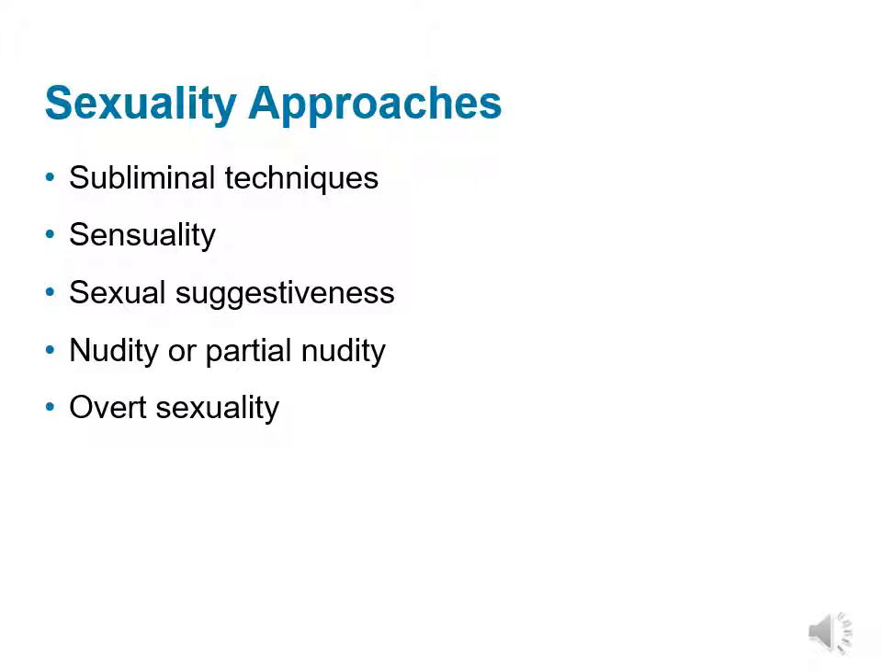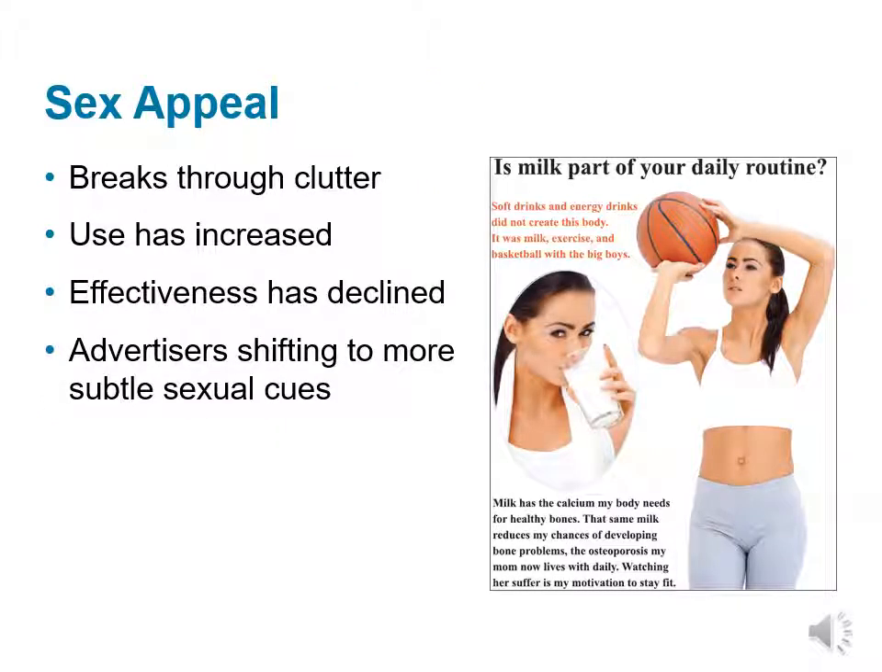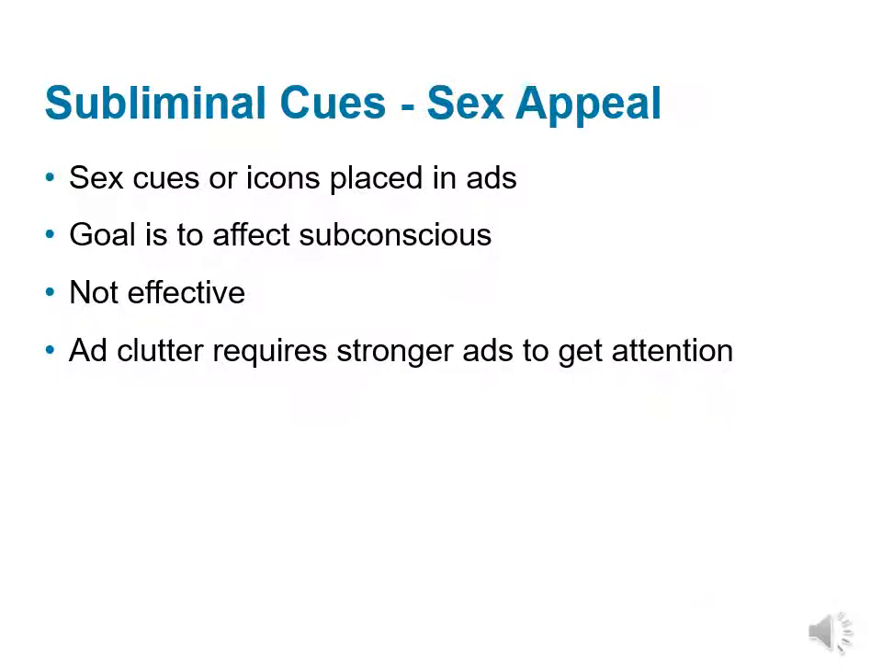Advertisers have 5 different approaches they can use with sex appeal. They range from very subliminal messages to overt sexuality. Sex appeals are often used to break advertising clutter. The use of sex appeals has increased in the United States and in many other countries. The problem is that sex appeals may not carry the impact they used to because children are growing up exposed to sexual themes all around them. As a result, many advertisers are moving to more subtle sexual clues and a softer sexual approach.